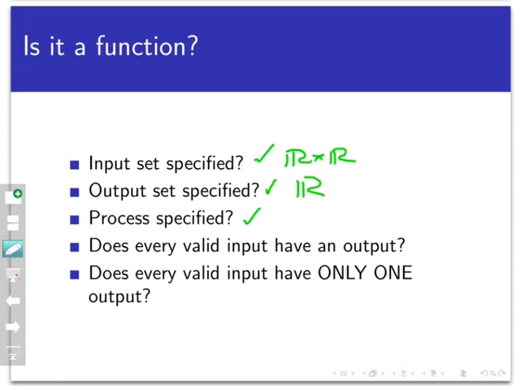Does every valid input have an output? Yes, every ordered pair I take is just two numbers, and there's no rule that says I can't take the average of two numbers, no matter what those numbers are. And does every valid input have only one output? That's an important question. The answer there is going to be yes as well. That's a uniquely defined process. Adding gives you a unique output, and then dividing by two also preserves the uniqueness. Okay, so this is really a function.